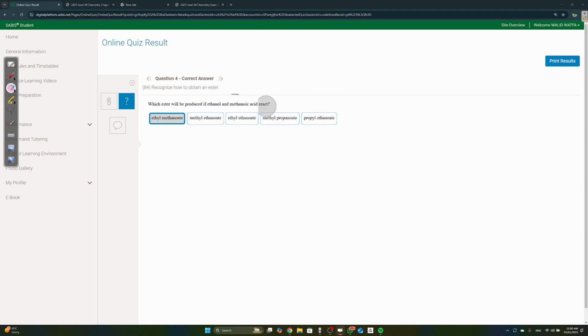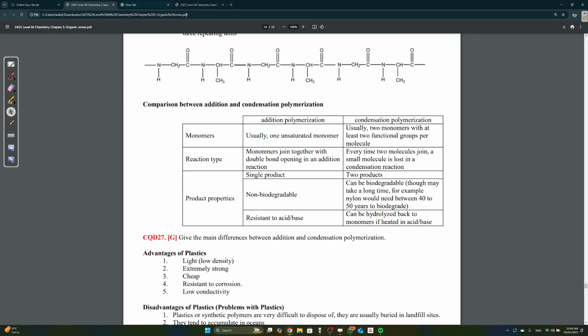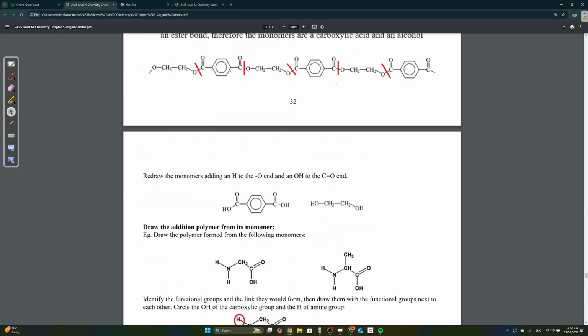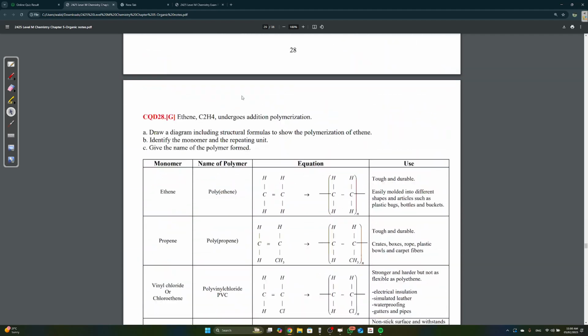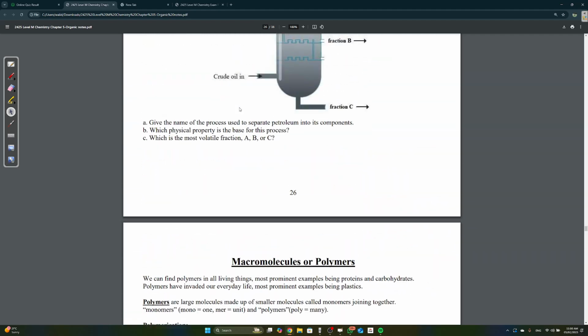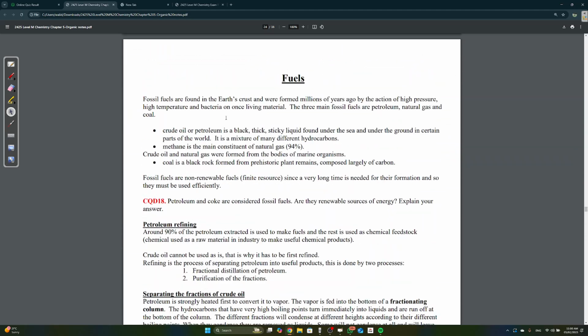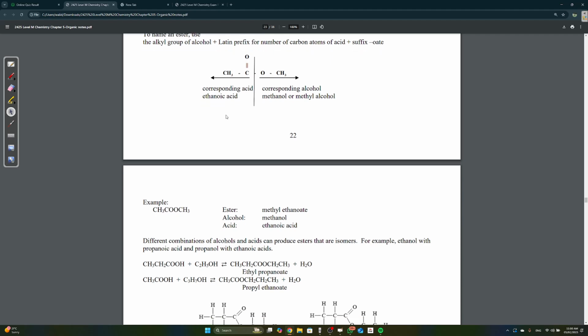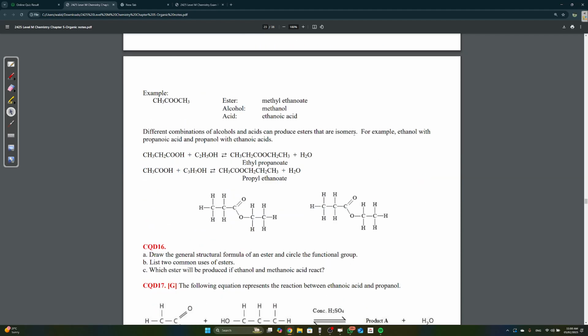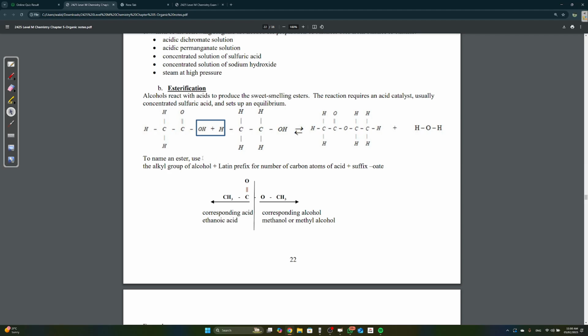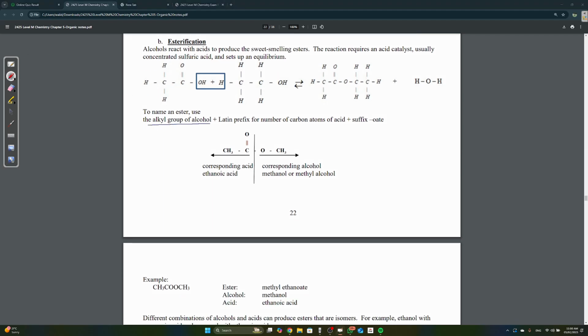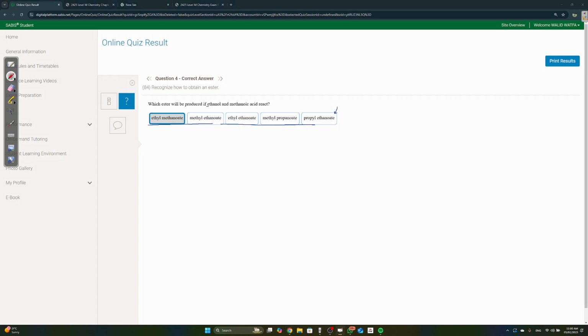I'm gonna show you how to name esters because you have to know. Okay, it's written here. Let me go up a bit. Before polymerization, before all of this, it was at the end. To name an ester, over here, they said it somewhere. So it's the alkyl group of the alcohol plus the number of carbon atoms of the acid. Okay, so over here, what's the group of the alcohol? Eth. So you say ethyl.